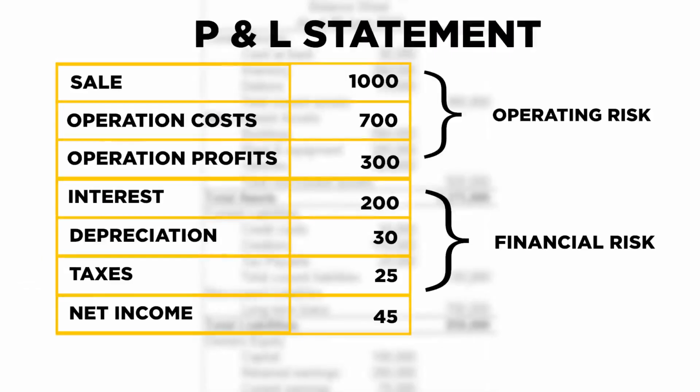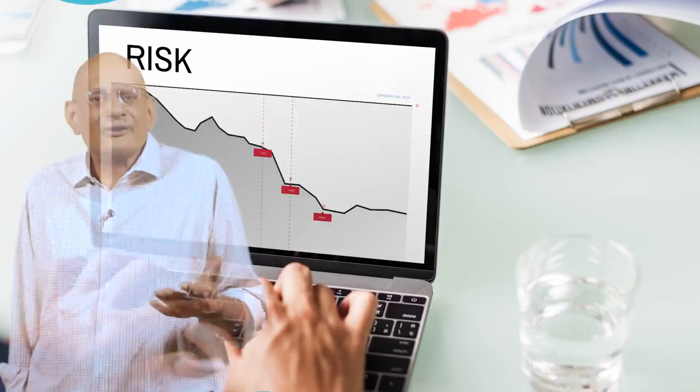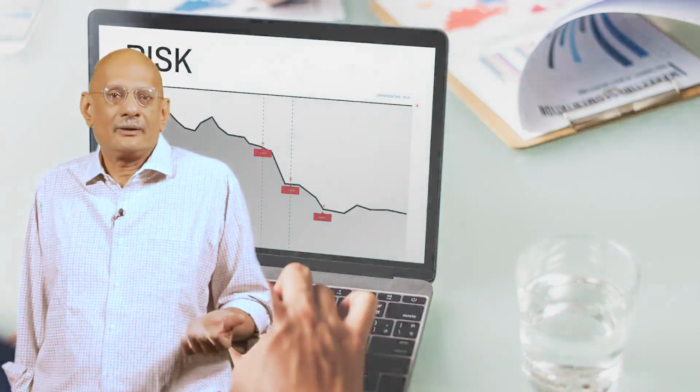The top portion of a P&L reflects risks emanating from the operations of the company. The lower half of that P&L reflects risks that are more financial in nature. For instance, if a company has a lot of debt on its balance sheet, then the interest component that is reflected in the P&L will be large, will it not? These are some examples of the sources of risk that apply to all companies.